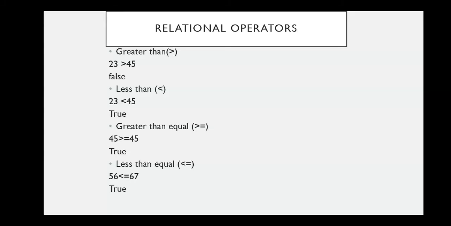Now we know the relational operators. Greater than, less than, greater than equal, less than equal, equal sign and the not equal. These are the relational operators. They give the answer only true or false. They are used to establish the relationship between two variables. When we use the greater than sign, it gives us false. Greater than equal will consider greater than as well as the equal. Less than equal will consider less than as well as the equal.